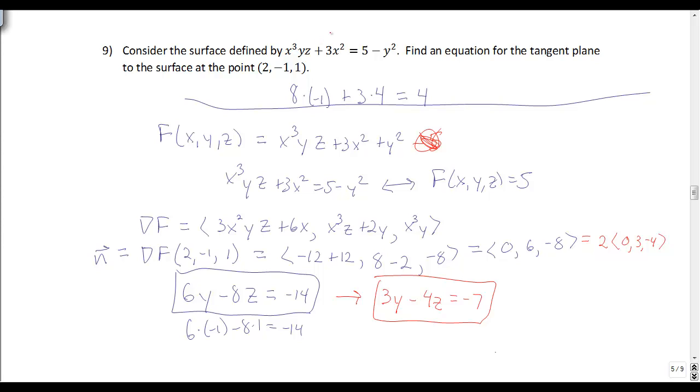Note again, you could have solved this for z and said z is 5 minus y squared minus 3x squared over x cubed y. That would work out. And then you could use the formula from when we did the tangent plane to a function f(x, y), where the graph of a function was z equals some function of x and y. But you'd have to take a partial of this with respect to x, a partial with respect to y, and evaluate those at the point. That would work out okay. You just have to do a quotient rule a couple times, which I prefer to avoid. I feel like this is a lot more straightforward here.